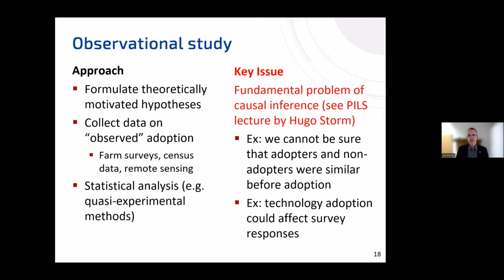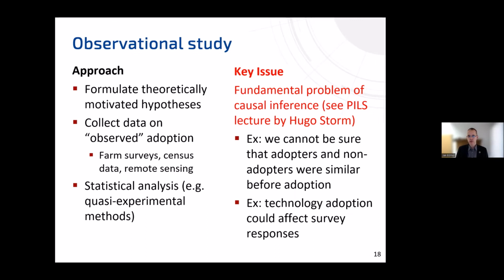But all these studies have a fundamental problem. And if you want to know more about that, you can look at Hugo Storm's PILS lecture. The problem is called the fundamental problem of causal inference. So we can, in these cases, not be sure that adopters we observe today and the non-adopters we observe today were similar before they adopted these technologies. So we cannot control who adopted and who didn't, because it's a voluntary decision.